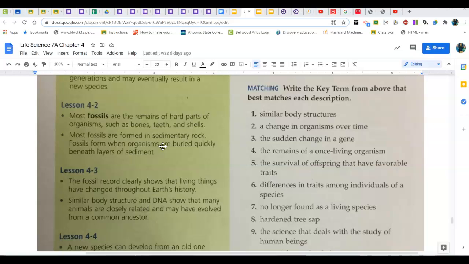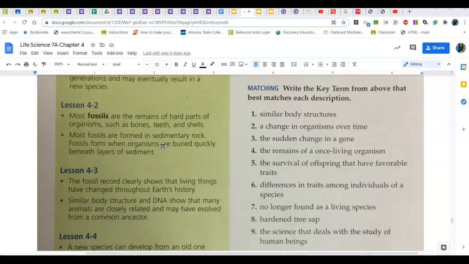Number two, a change in organism over time is evolution. Number three, the sudden change in a gene is a mutation. Any type of change in genes is a mutation. Some of them are good, some of them are bad. Number four, the remains of a once living thing is a fossil. They can be ice, they can be amber, or they can be in sedimentary rock.